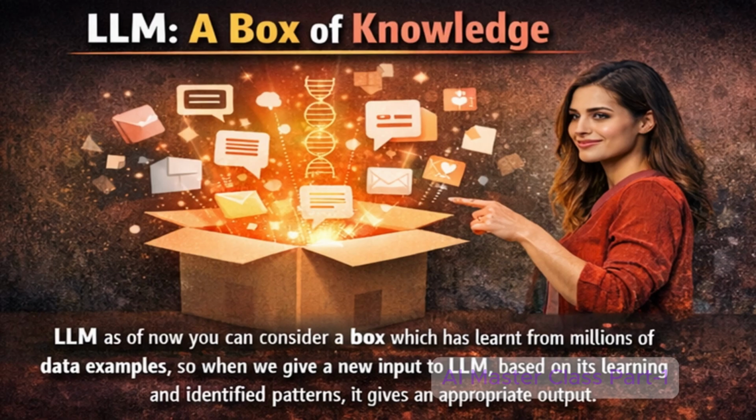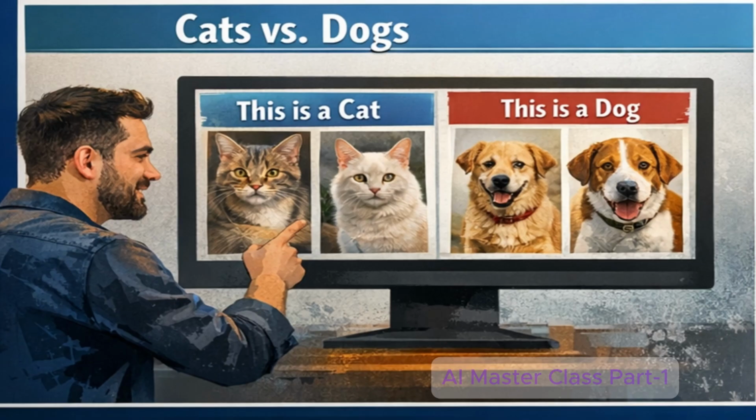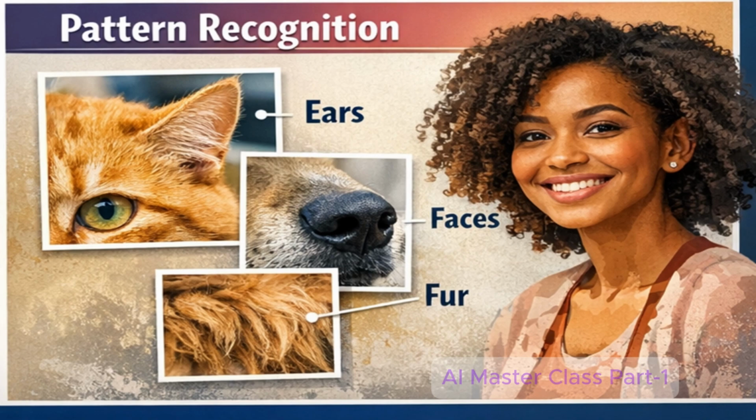For example, we train an AI with thousands of photos of cats and dogs, where each photo is labeled like this is a cat and this is a dog. After seeing enough examples, the artificial intelligence starts recognizing the patterns like ear shape, face structure, or fur texture. Now, after the training is over, your AI model is ready to identify the new data based on its learning. So now, when you show a new photo, it will tell you based on its learning whether it's a cat or a dog.